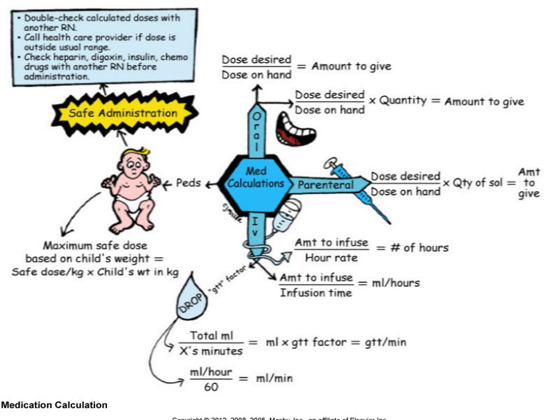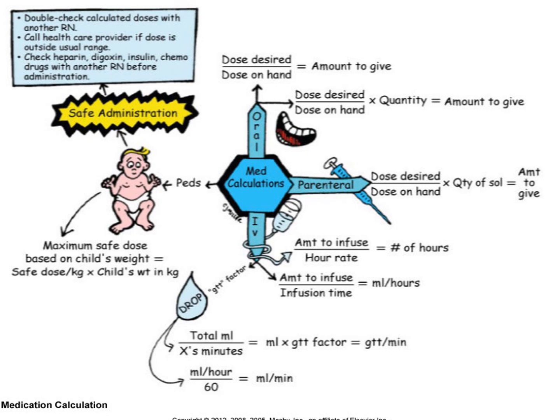This, of course, gives you safe administration when it comes to a child. Remember, everything is based off of their weight, right? And the maximum safe dose based on the child's weight is equal to safe dose per kilogram times the child's weight in kilograms, right? So you always double check calculated doses with an RN. Call the healthcare provider if the dose is outside normal range. You check heparin, digoxin, insulin, chemo drugs with another nurse before you ever give them, right? And remember the mathematical formula: desired over the dose on hand equals the amount to give, right?